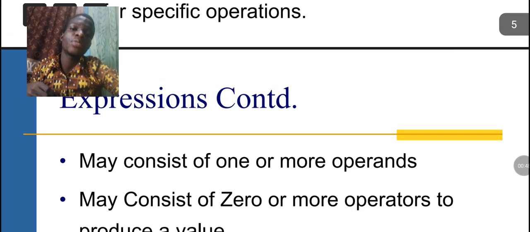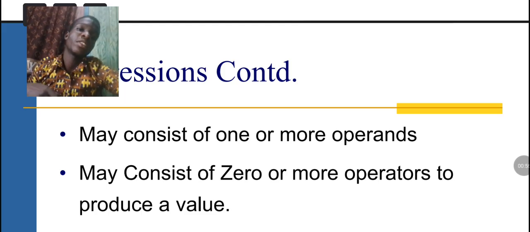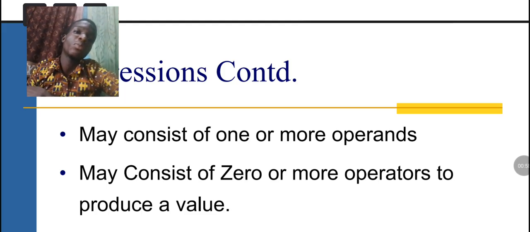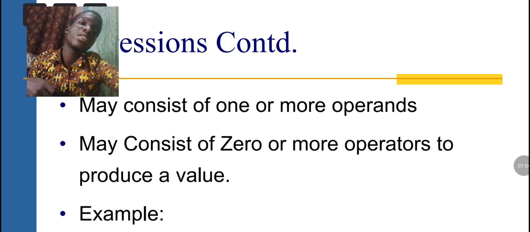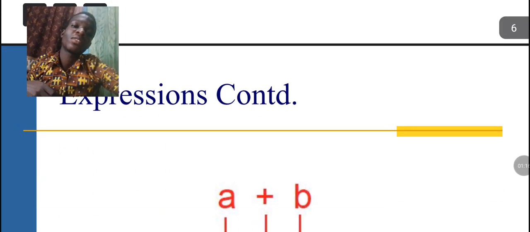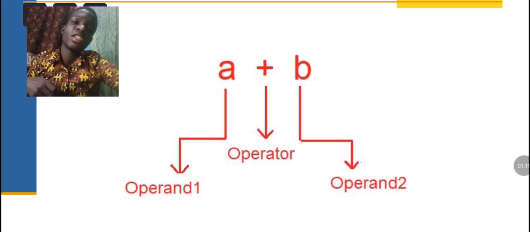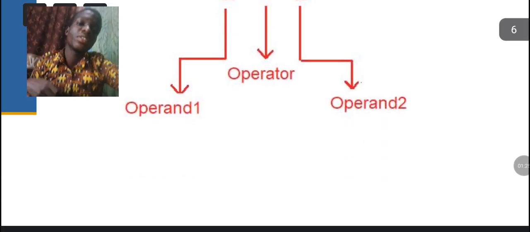An expression may consist of one or more operands. Let's say, for example, I have 3 plus 3. The 3 and the 3 are the operands. Then it may consist of 0 or more operators. Let's say 2 plus 3 minus 4. The operators are plus and minus. Another example is A plus B. The A and B are the operands, and the plus is the operator.